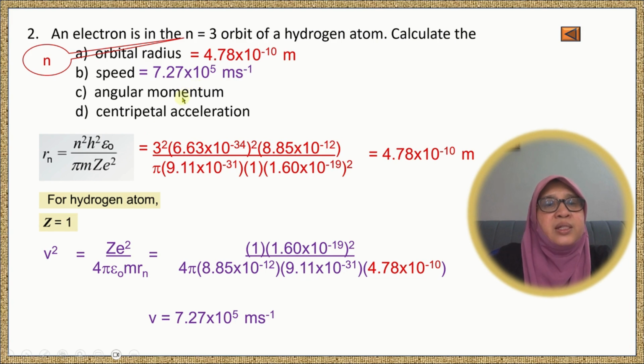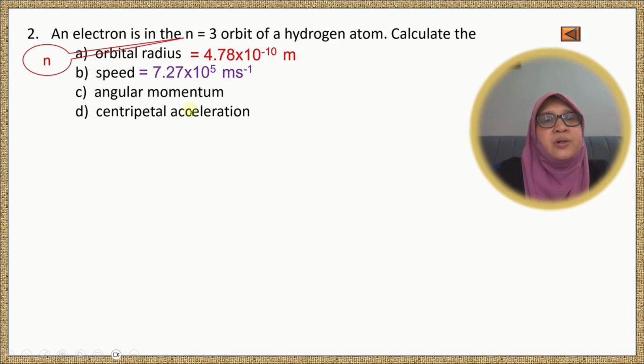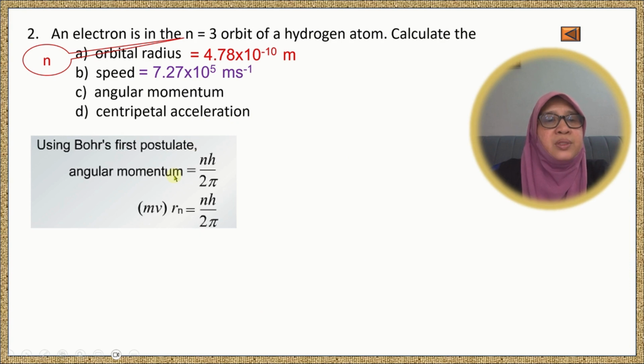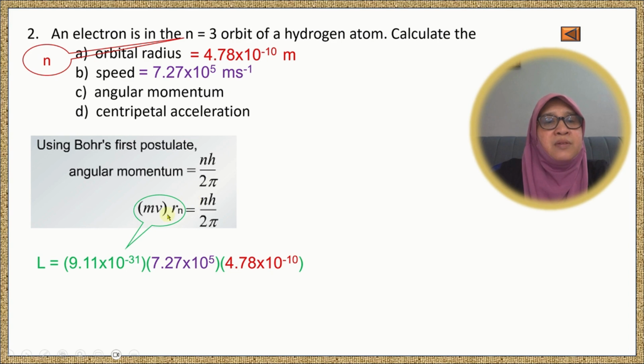Next, angular momentum. For angular momentum, we use the first postulate. We can use two formulas here: we can use mvr, or we can use nh over 2 pi. So we get the same answer. So we try if we use the mvr formula.